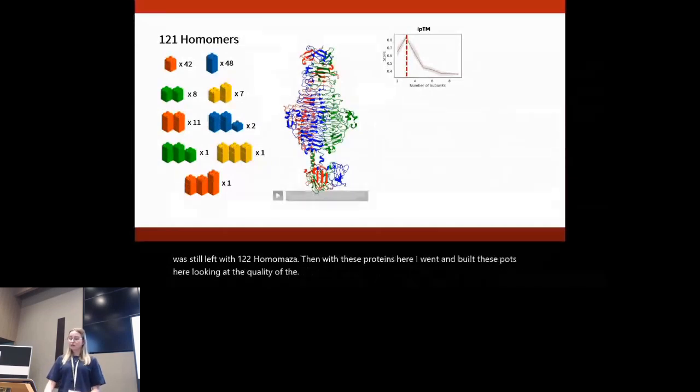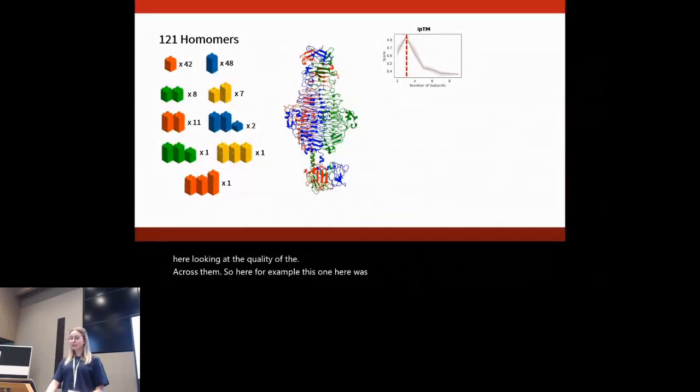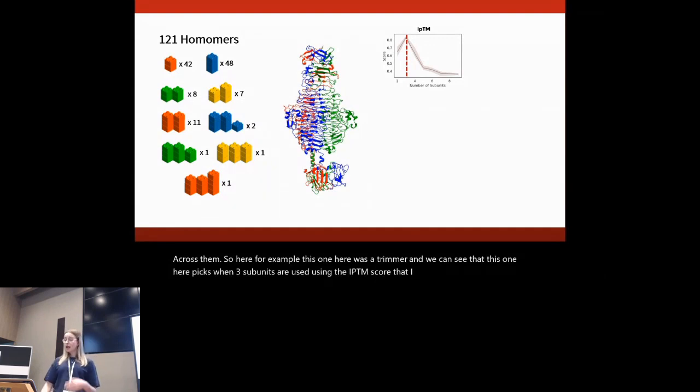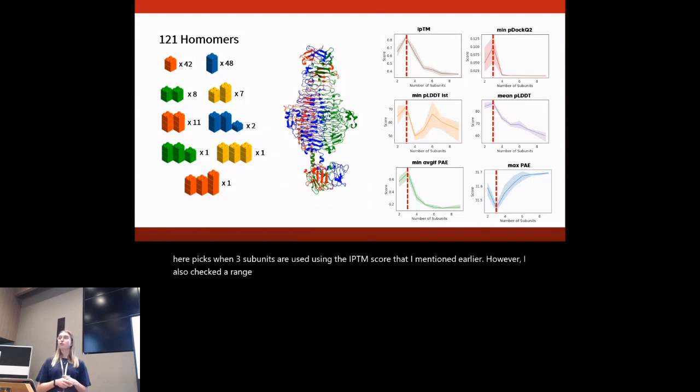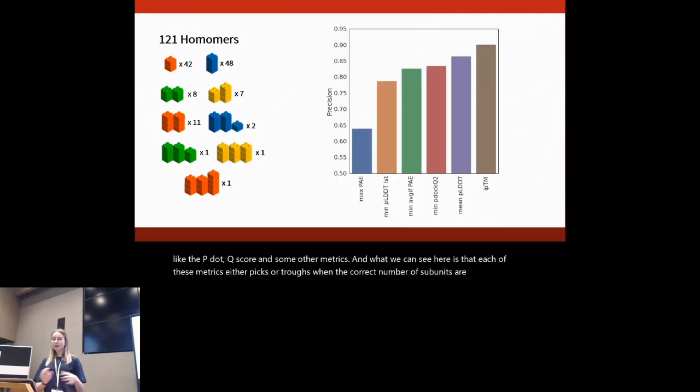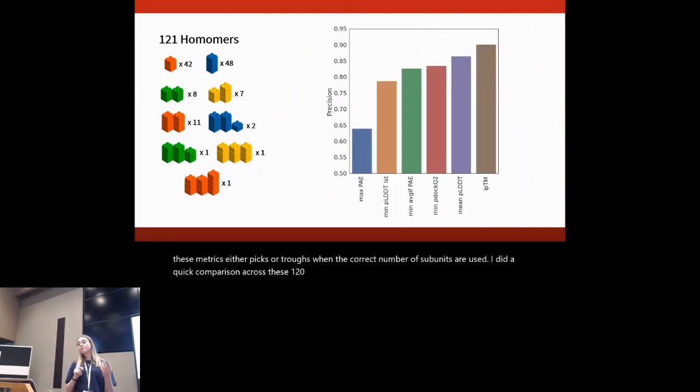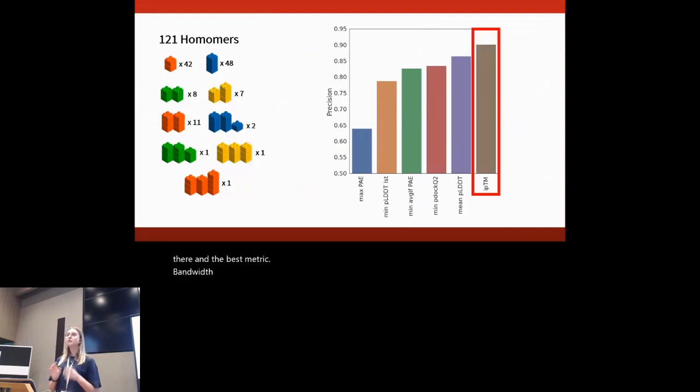For example, this one was a trimer, and we can see that it peaks when 3 subunits are used, using the iPTM score that I mentioned earlier. However, I also checked a range of other metrics for the quality of the interfaces, things like the pDockQ score and some other metrics. What we can see is that each of these metrics either peaks or troughs when the correct number of subunits are used. I did a quick comparison across these 121 homomers of the different metrics, and the best metric I found was the iPTM score, which gives us a precision of about 90% in predicting the number of subunits for our homomeric protein.